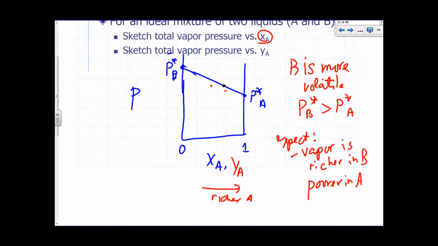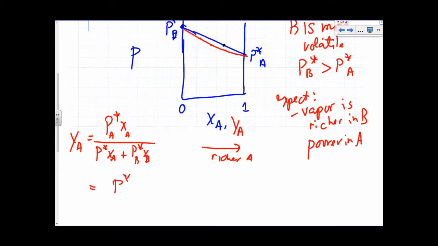So if you did the calculation, you can do that here. And we did the sample calculation for this in the earlier slide. How do you calculate y sub A? If you recall, it's just going to be P star A x A over P star A x A plus P star B x B, the total pressure. And so that's what that graph is going to look like. So you can say that this is P star A x A over the total pressure.